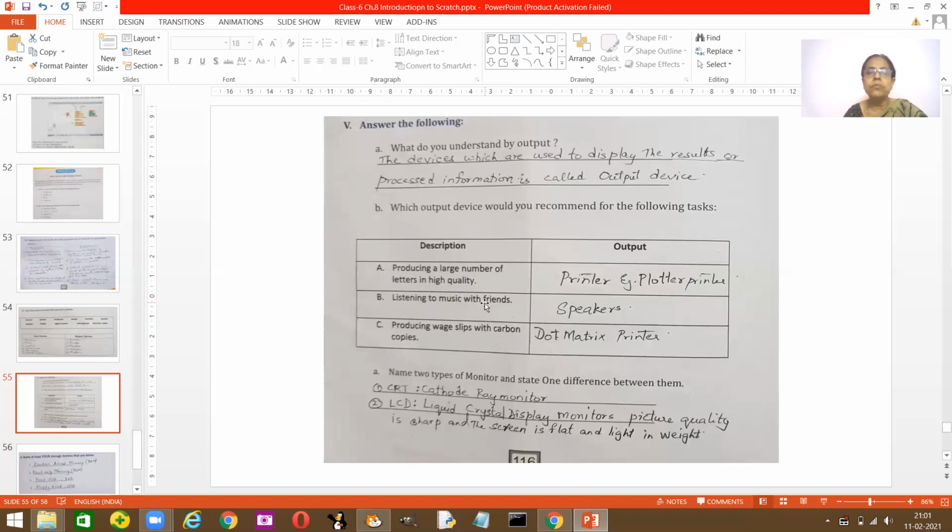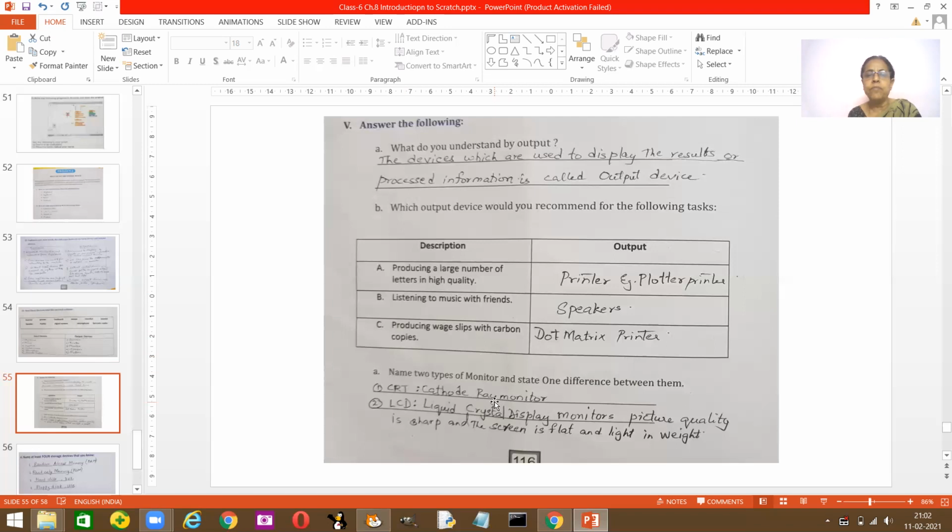I want to listen to music with my friends. What would I use? I would use a speaker. The speaker gives me the output of the music, the sound. Producing wage slips with carbon copies. The best and the cheapest type of printer is the dot matrix printer. It is very cost effective and you can make carbon copies of all the wage bills that you create.